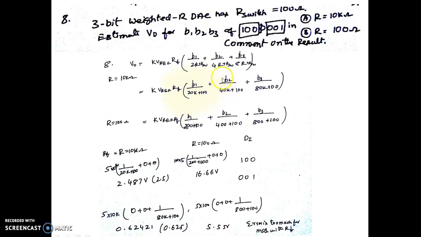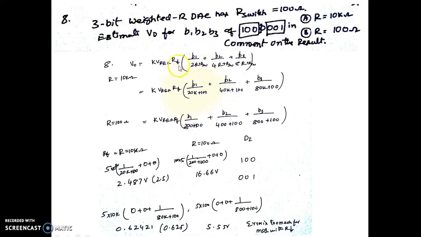So B2 is B2 divided by 4R, since R is equal to 10K, it is 40K plus 100. So this is 80K plus 100. In the general expression, when the on resistance was neglected, we have actually written this as RF by R, and this is B1 by 2, B2 by 4, and B3 by 8. We can't use that equation because we are including the effect of that switch resistance.